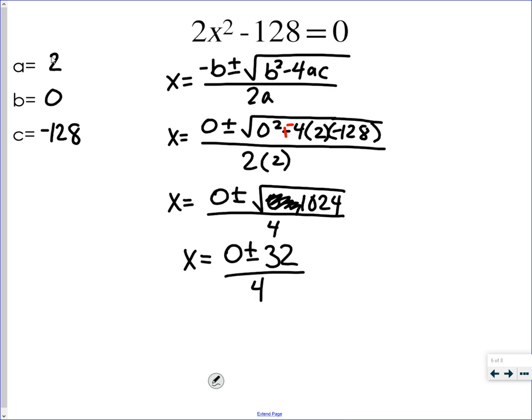So 0 plus 32 is 32. Divided by 4 would be 8. 0 minus 32 would be negative 32. Negative 32 divided by 4 would be negative 8.